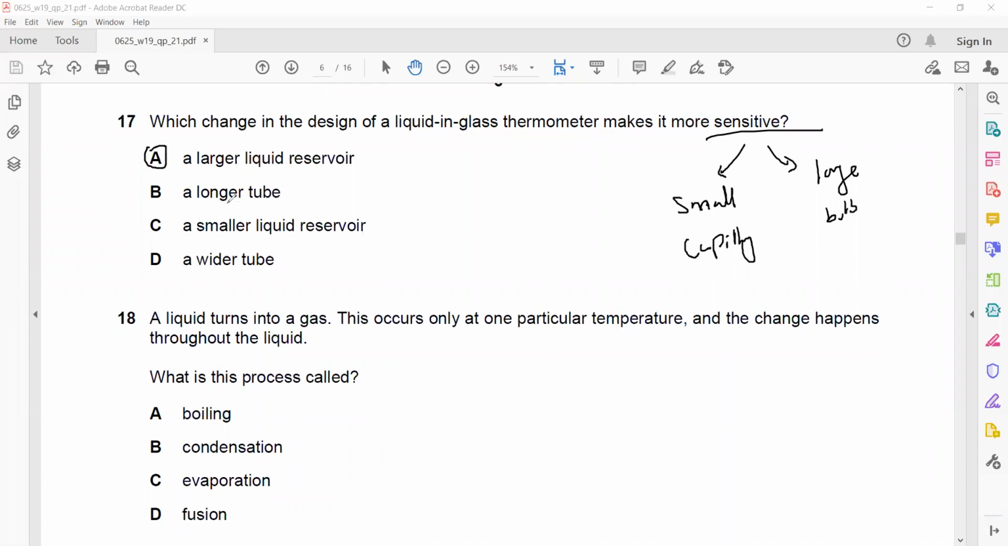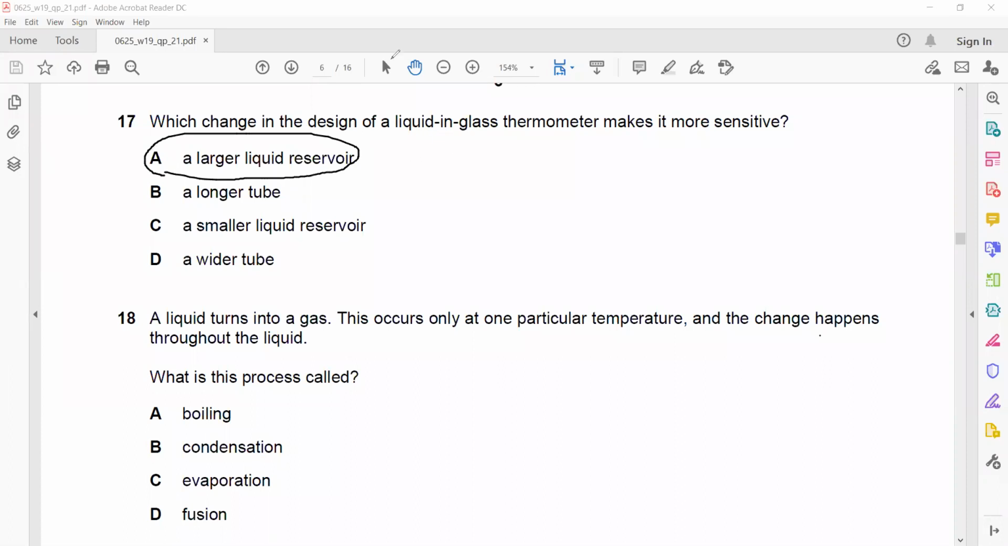A longer tube will affect the range. A smaller liquid amount will make it responsive and quick acting, but it will not be more sensitive. A wider tube will make it less sensitive. Sensitivity means the change for 1 degree change in temperature. Not a longer tube, but a larger liquid reservoir, which means a larger bulb.